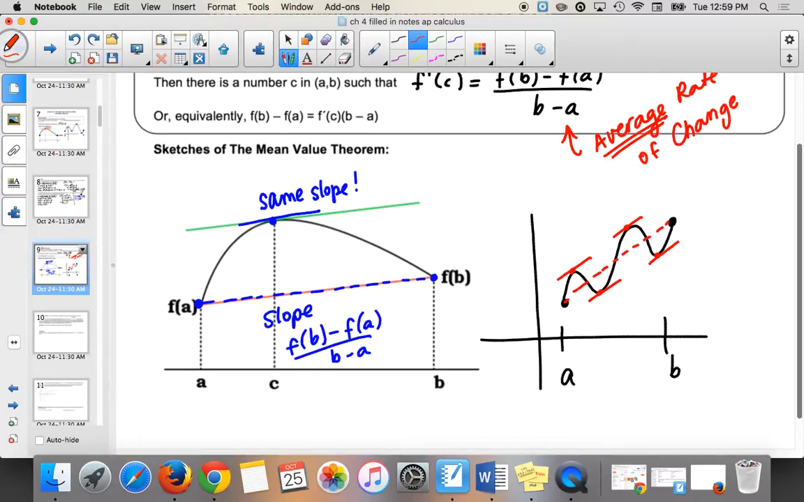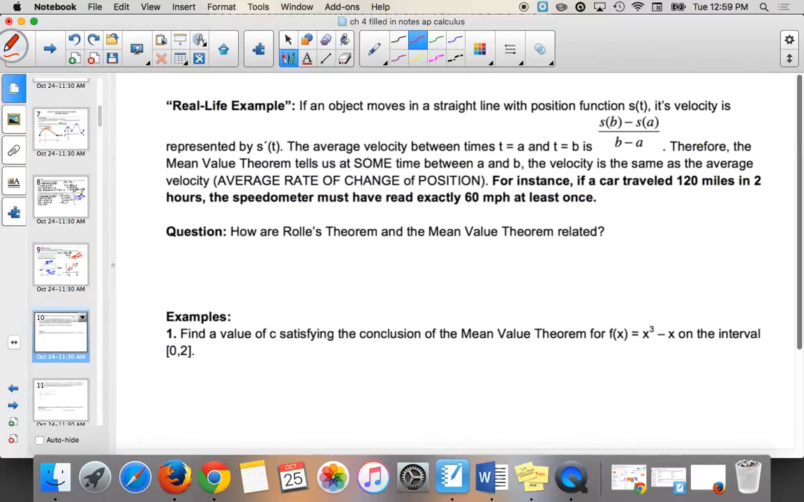So the mean value theorem says that every rate of change occurs at least once in between two values. So you have to have that velocity somewhere, at least once. That's what I was saying here. For instance, if a car traveled 120 miles, the speedometer must have read exactly 60 miles per hour at least once. So how are Rolle's theorem and mean value theorem related? I told you that mean value theorem was the more general one, and Rolle's theorem was a very specific example of mean value theorem. So tell me why.